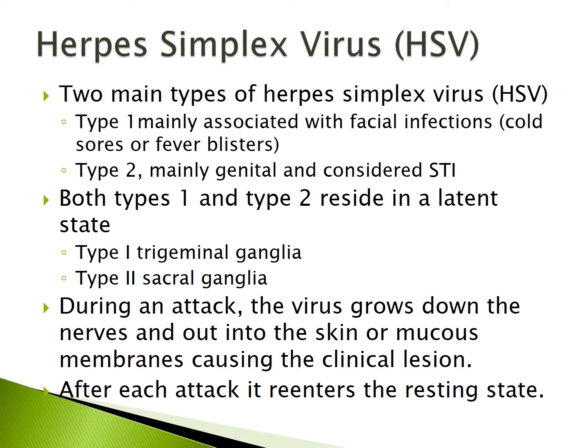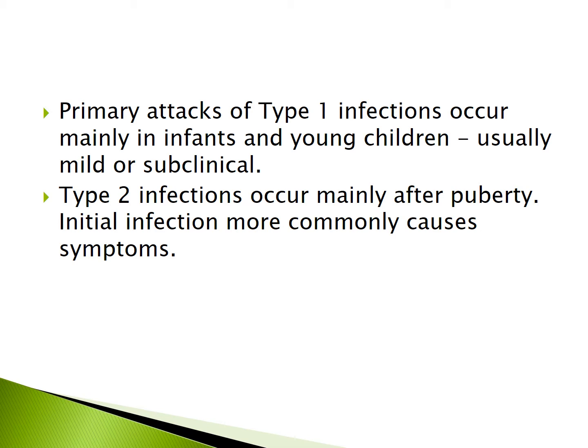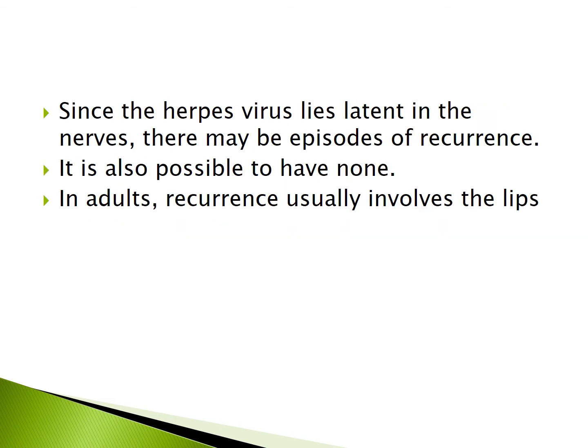After each attack, it also re-enters that resting state. The trigeminal ganglia are the targets of the oral viral strains, and the sacral ganglia are the targets of the genital herpes strains. The primary attacks of type 1 infections occur in infants and young children, usually mild or subclinically, and type 2 mainly after puberty, and the initial infection more commonly causes symptoms. The majority of them are subclinical and asymptomatic and can be detected only via an elevated IgG antibody titer.